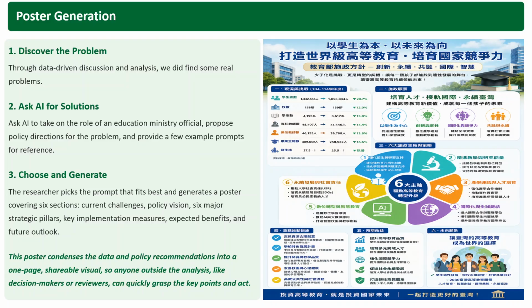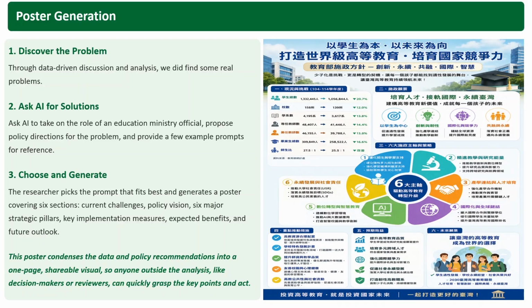After data-driven discussion and analysis, we did find some real problems. At this point, we can ask AI to take on the role of an education ministry official and share what policy direction could help solve this issue. AI can also provide a few example prompts for reference, so the researcher can choose the one that fits best and generate a poster, turning the finding into a visualized result.